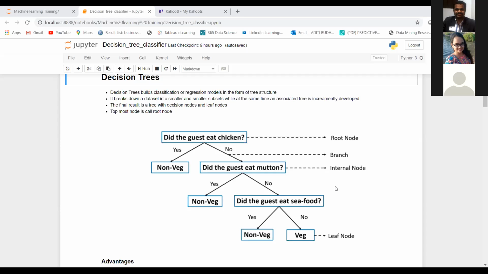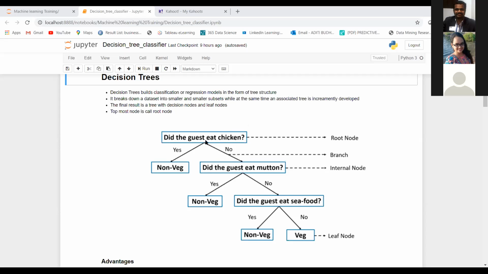So this is how a tree develops. It keeps on dividing your data set into smaller and smaller parts until you come to the final stage, which is the classes in which you want to classify your data points, right?